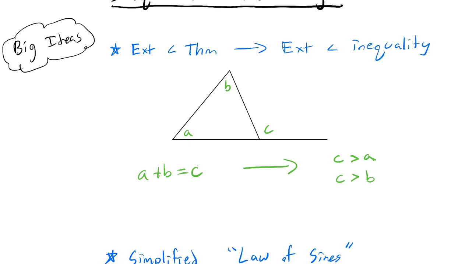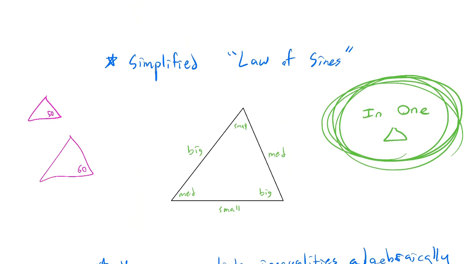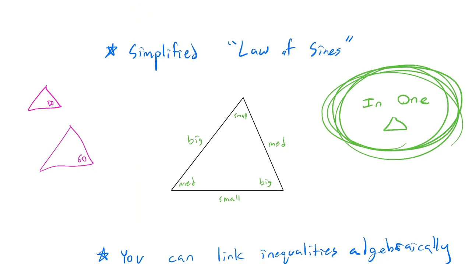Exterior angle inequality, which beyond this one day, this one lesson, we will not use that much. It's just a stepping stone that gets us this. And we will use the law of sines, or the simplified law of sines, to say smallest angle across from small side, medium across from medium, big across from big, in one triangle. I just want to emphasize that, because by far the biggest mistake is we get to problems like this where there's two triangles and somebody's like, well, this is 60 and this is 70, so I know this side is bigger than this side.